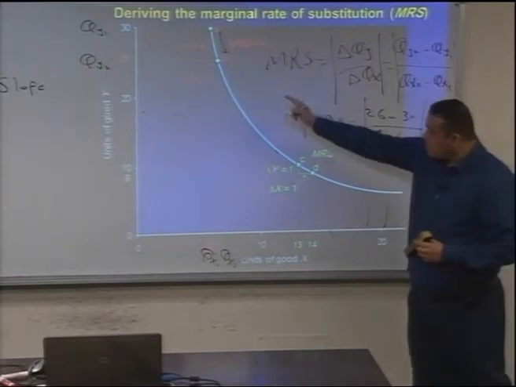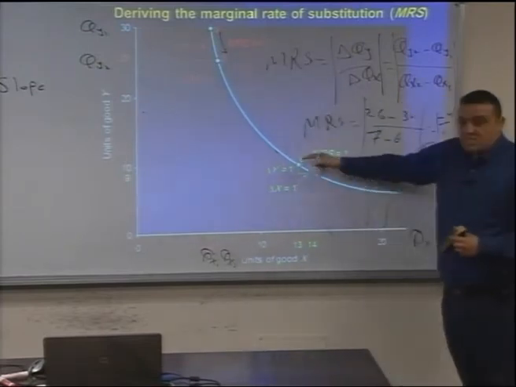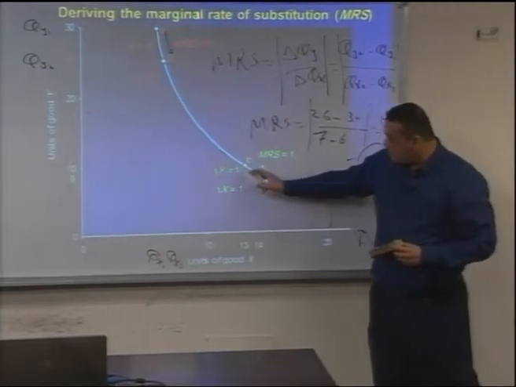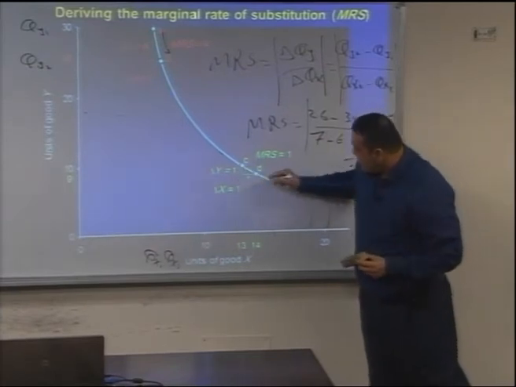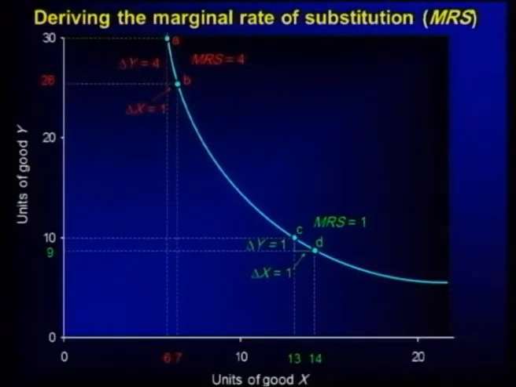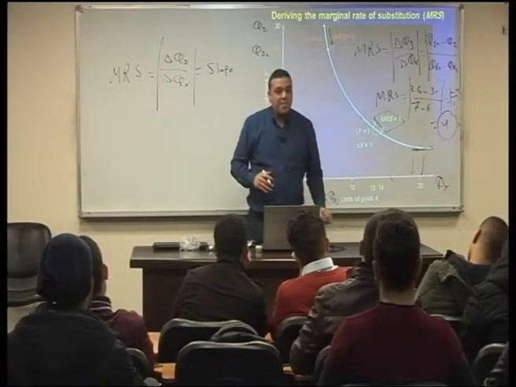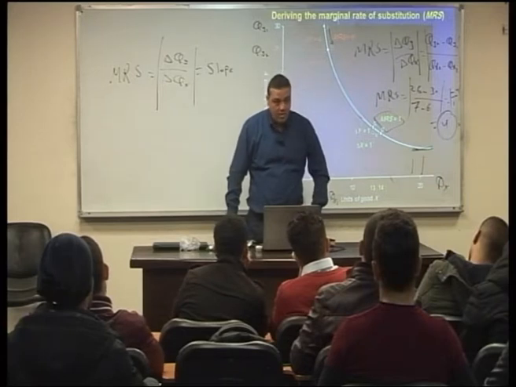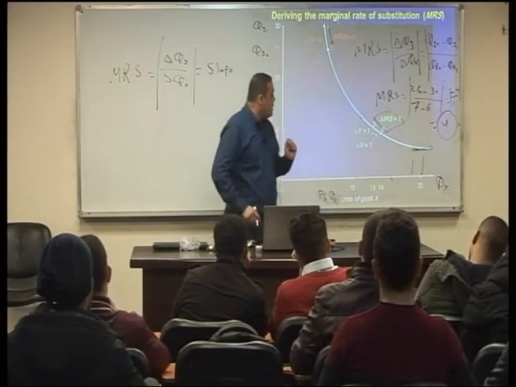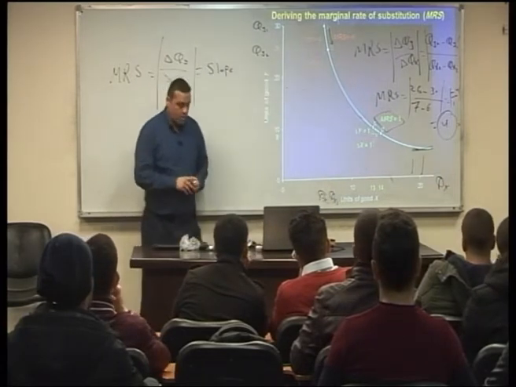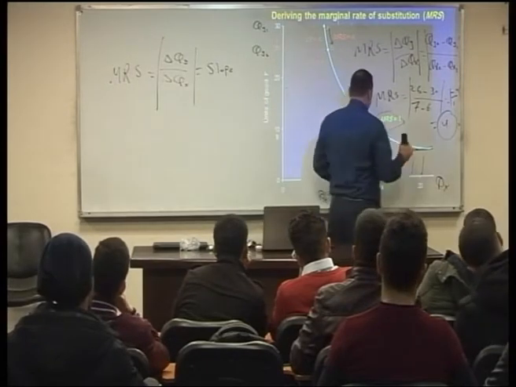A movement from point A to point C, for example, what do you see? MRS is decreasing. At this point, it becomes 0 maybe. The curve here is perfectly elastic and the slope equals 0. Okay? Right. Let's go to another point related to the indifference curve.